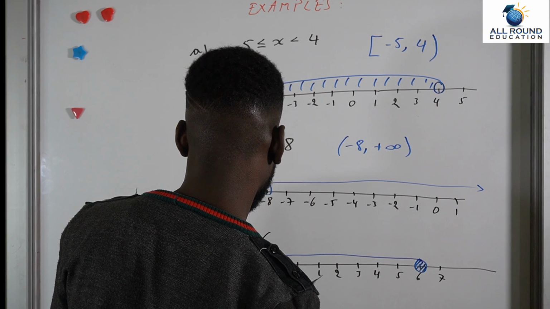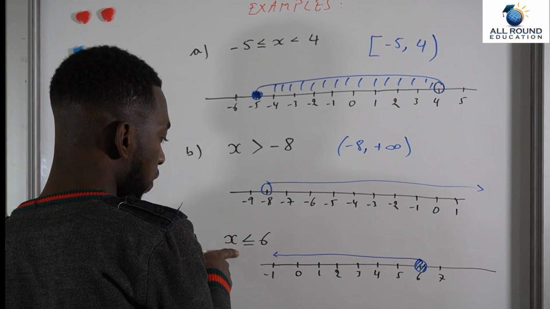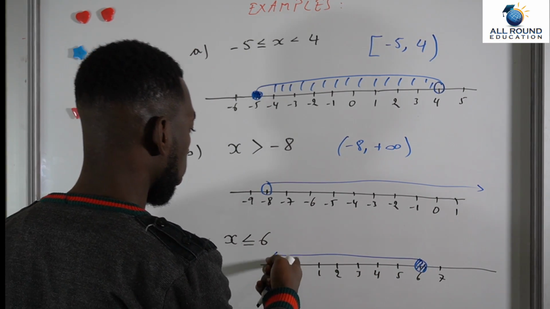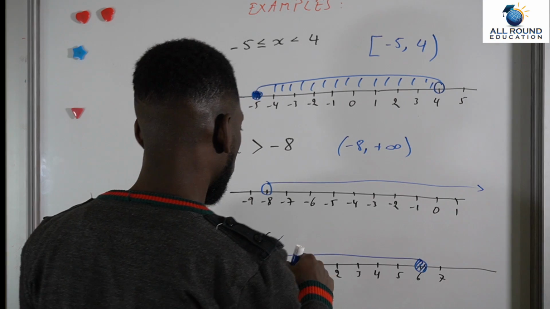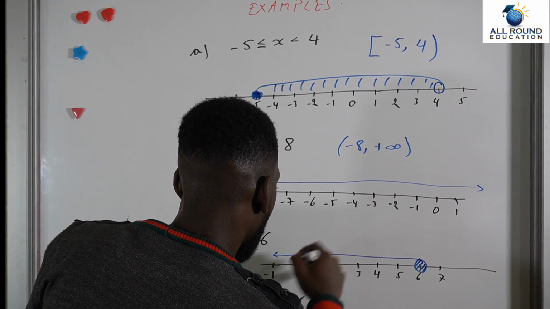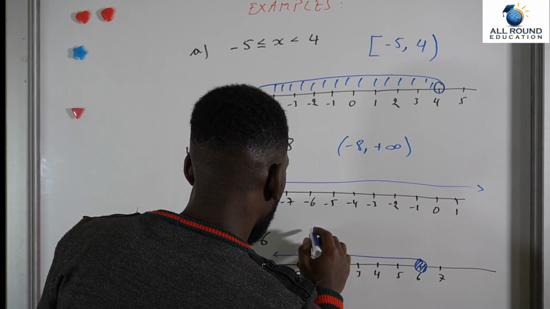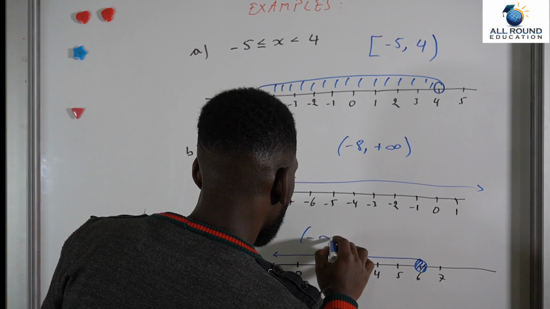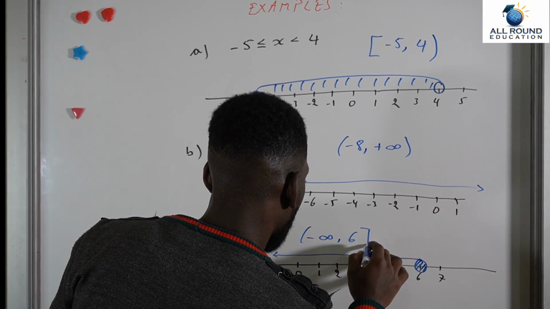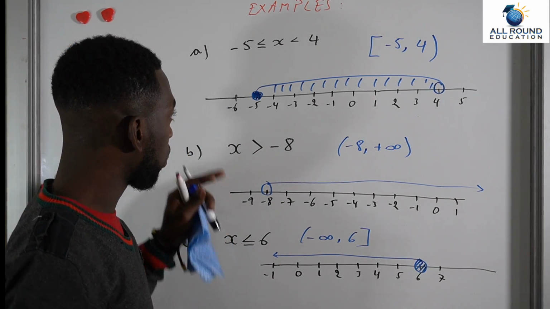This means any number less than 6 or equal to 6 is a part of the solution, and this is how you would write it. Whenever we write positive or negative infinity, we always use a round bracket. So negative infinity to 6, and we close with a square bracket. So these are the solutions.